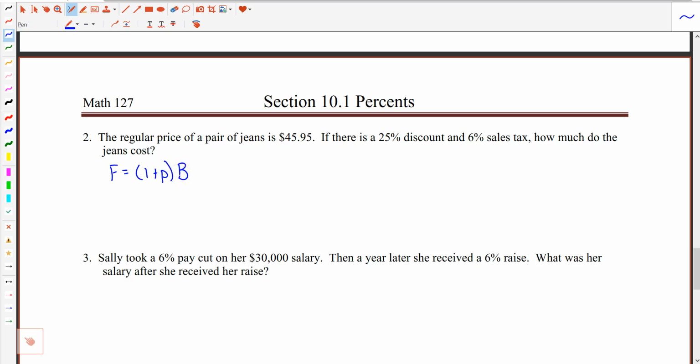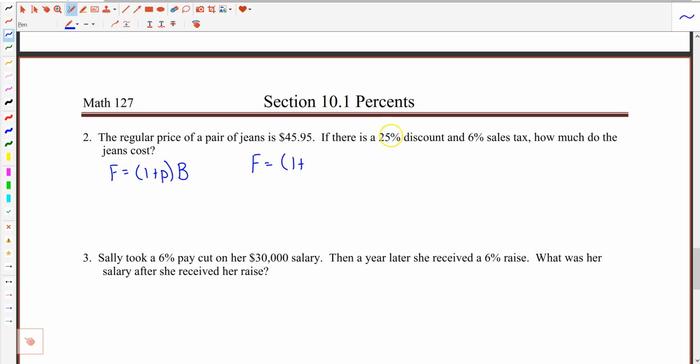Now first off, the regular price of the pair of jeans is $45.95, and then after a 25% discount happened, I would ultimately get the final price of the pair of jeans. So relating all of that inside this formula, I would get that the final price is equal to 1 plus, now the percentage that's going to change is this 25%.